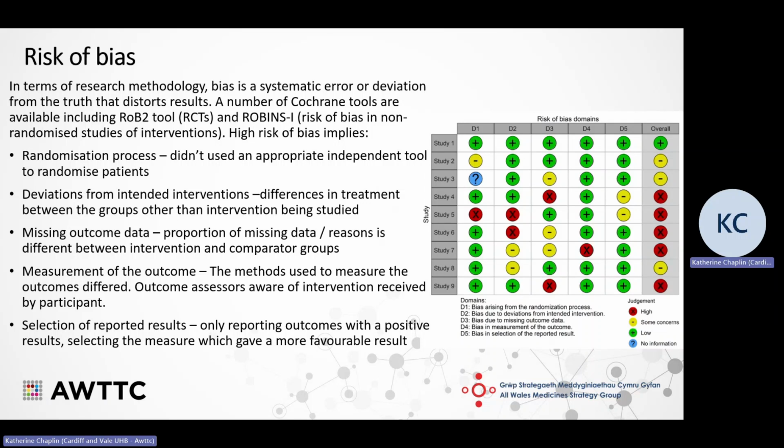For deviations from intended interventions, patients and/or personnel were aware of the assigned intervention during the trial, or there were differences in treatment between the two groups other than the intervention being studied. For missing outcome data, proportions of missing outcome data or reasons for missing outcome data differ between the groups. For measurement of the outcome, the measurement of the outcome could have differed between the groups, or outcome assessors were aware of assigned interventions. And for selection of reported results, only reporting outcomes on the basis of the results.